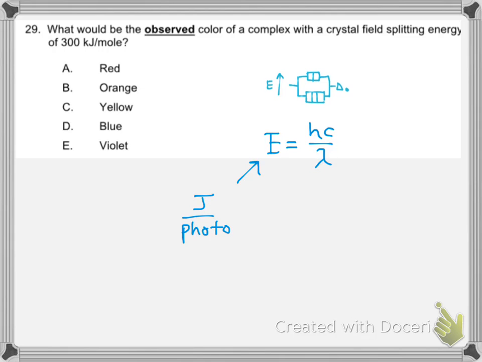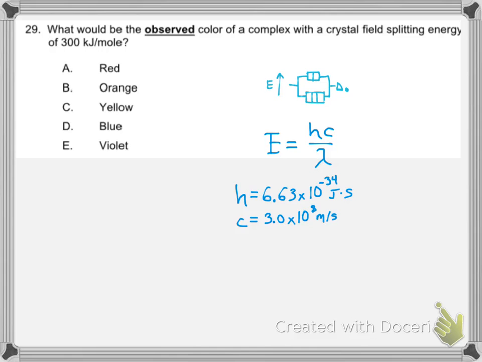Okay, so the units we're given here are kilojoules per mole. That's not going to work. We're going to need to do some converting in order to get the appropriate number. And then h is Planck's constant. So here we have our necessary constants, Planck's constant and the speed of light. Now then, let's figure out what wavelength is being absorbed here.